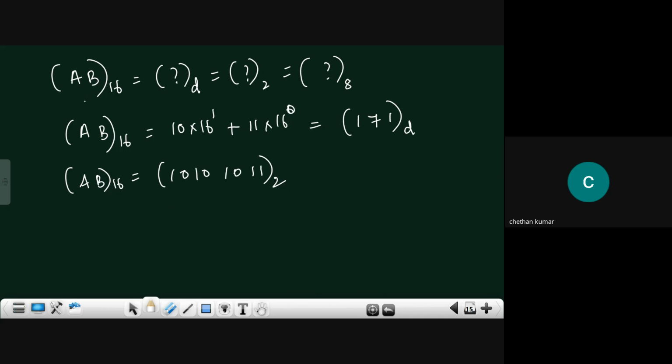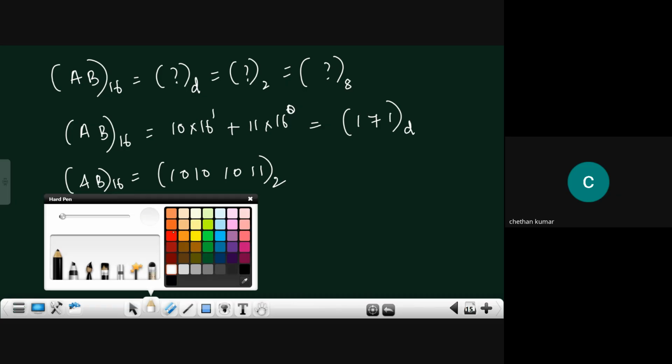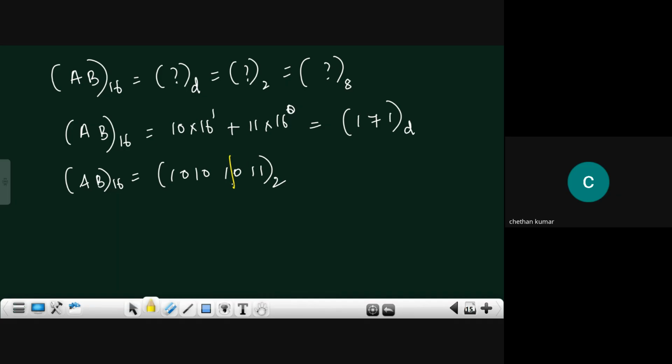Then if you want to represent hexadecimal in octal, you represent hexadecimal in what? Binary. Then grouping of what? 3 digits. Sorry, 3 digits. So what is the number? 253, the base of 8.